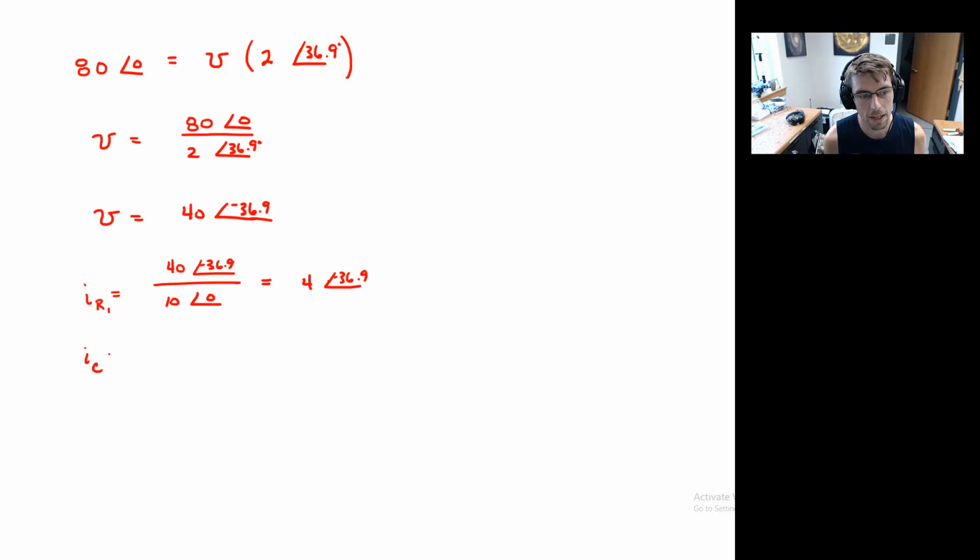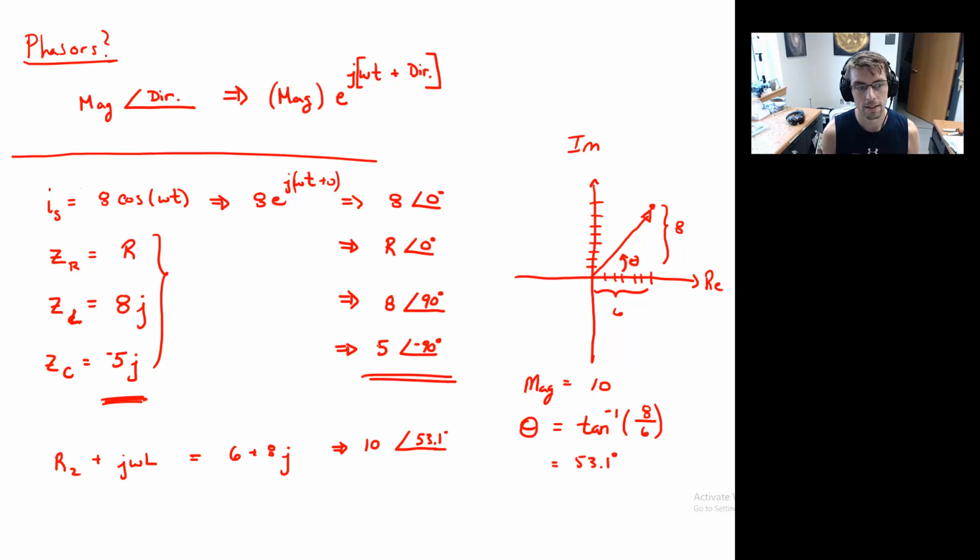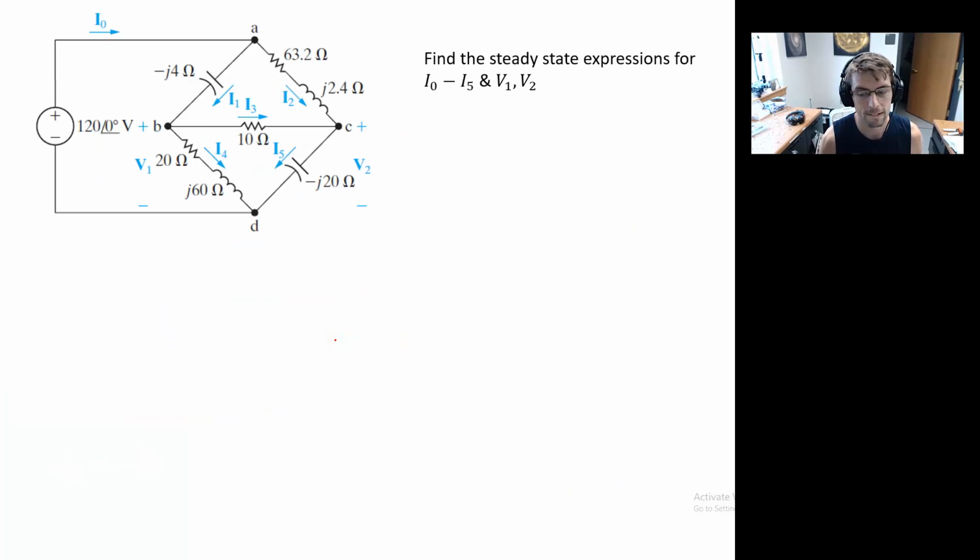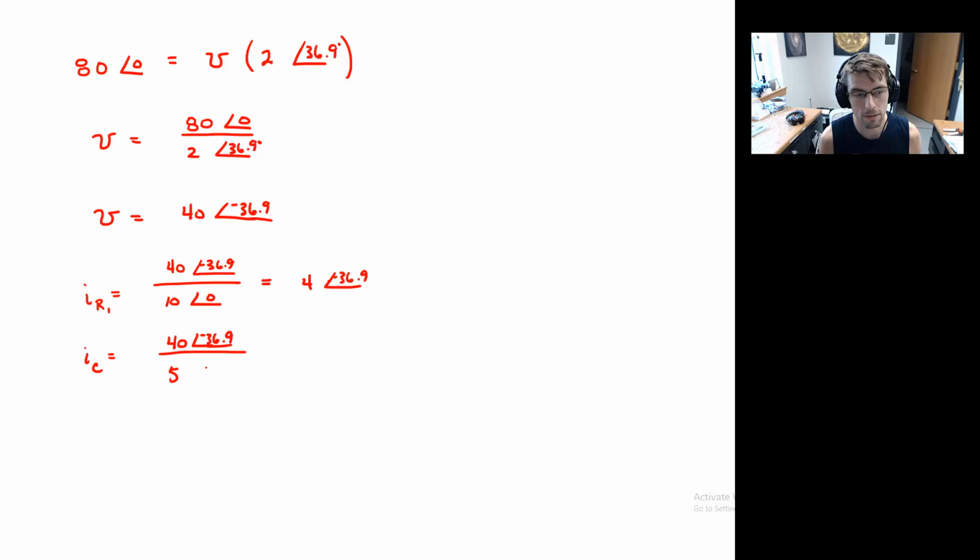Or if I want it for my capacitor, again, it would be the phasor of the supply, the potential at the node, divided by the phasor for my capacitor. So 5 at negative 90. There we go. 5 times negative 90. Oh, shoot. So we get 36.9 plus 90, right? Okay. So we get something like 8 at 53.1.